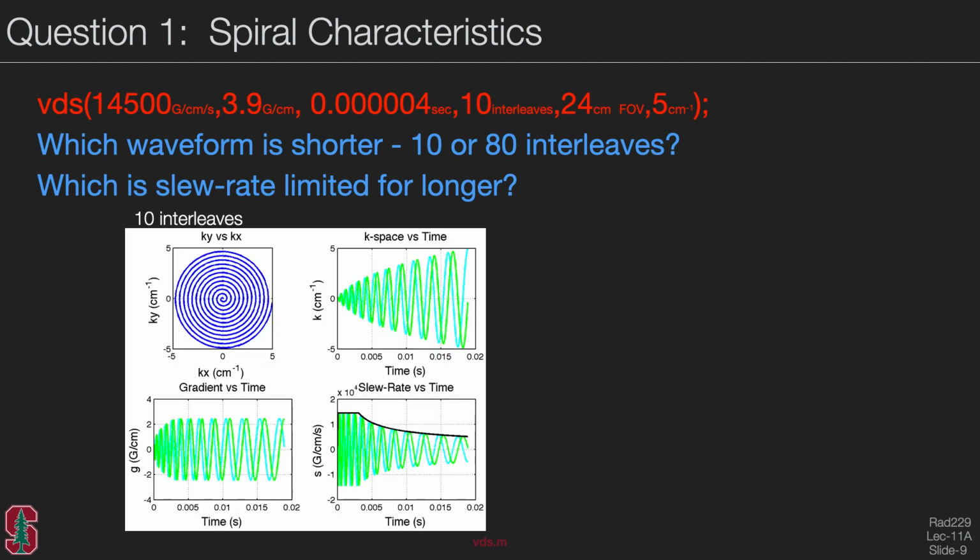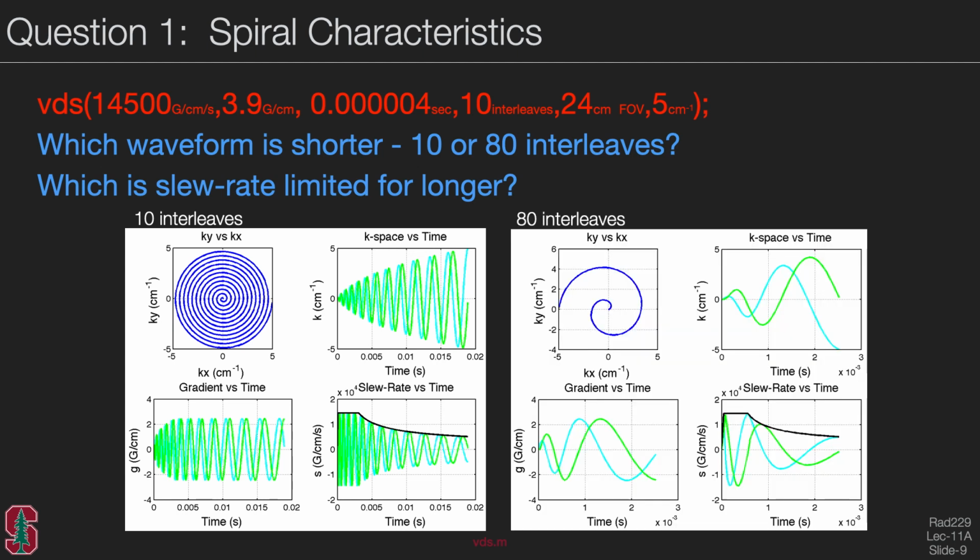So this is the spiral for 10 interleaves, and this is the spiral for 80 interleaves. Not surprisingly, the spiral for 80 interleaves is a lot shorter. In fact, here it is about 2.5 milliseconds versus for 10 interleaves, where the spiral is closer to 20 milliseconds. The spiral for 10 interleaves makes many more turns because it has to cover much more k-space.